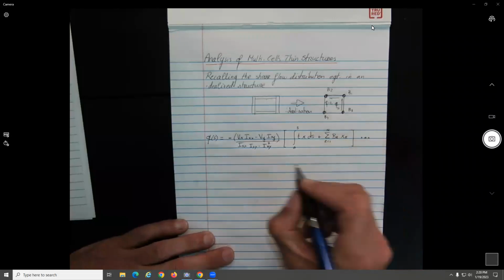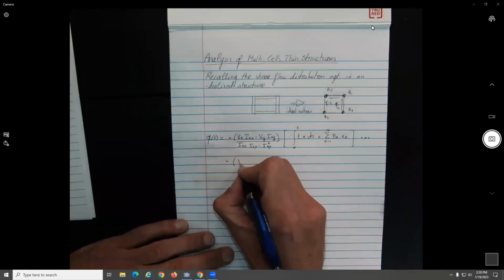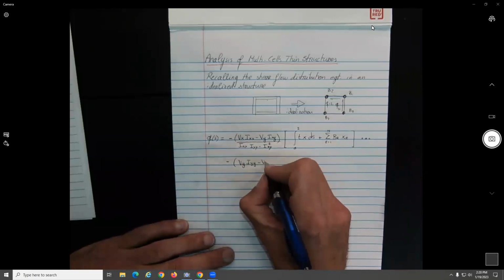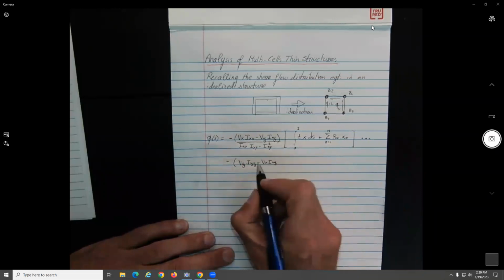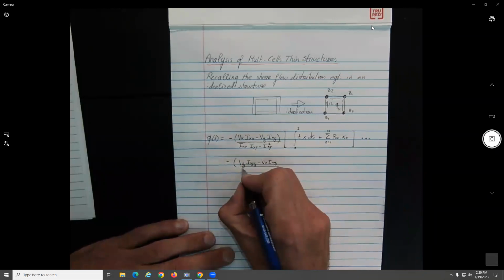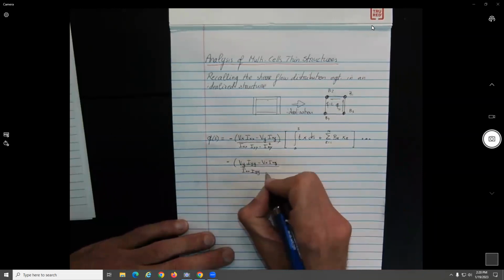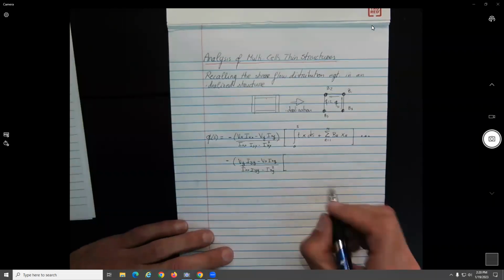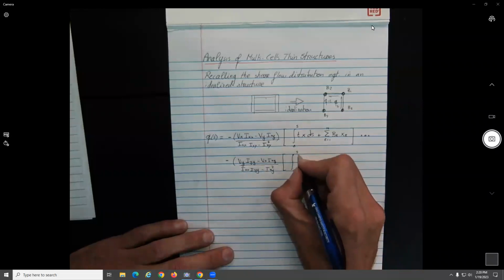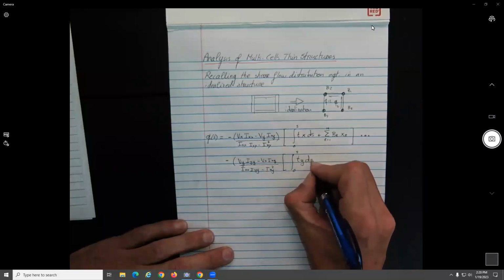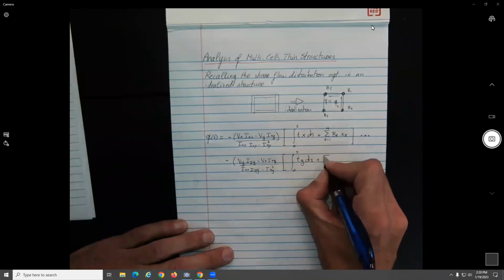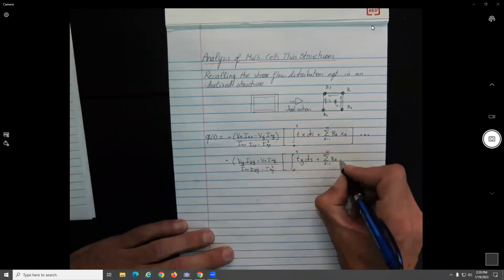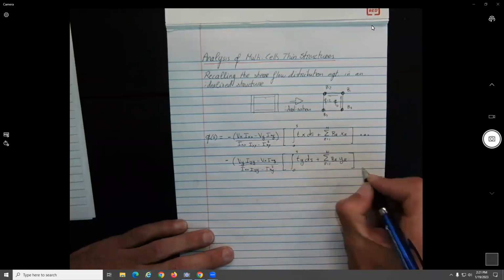And that's only the first term, minus (Vy Iyy minus Vx Ixy) divided by (Ixx Iyy minus Ixy squared), times the integral from 0 to s of t y ds, plus the summation r equal to 1 to n of B sub r y sub r.